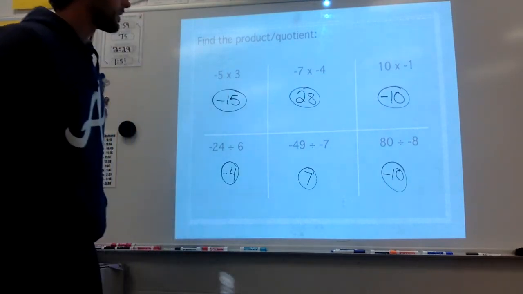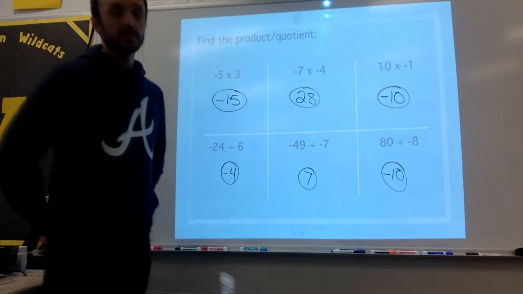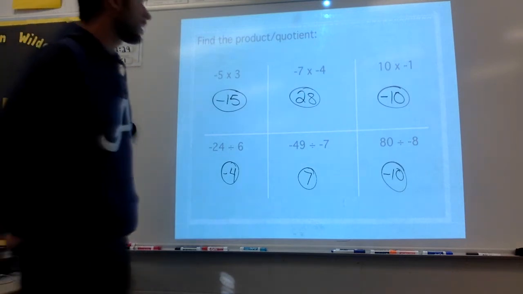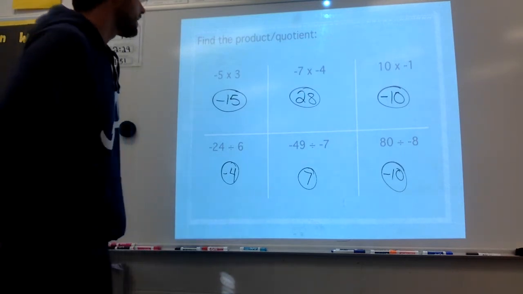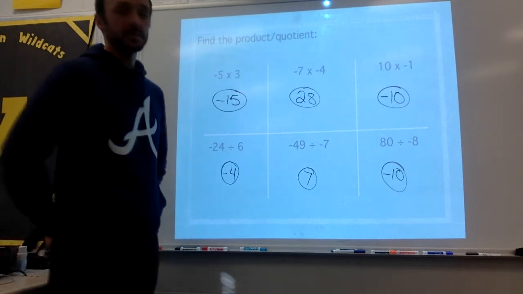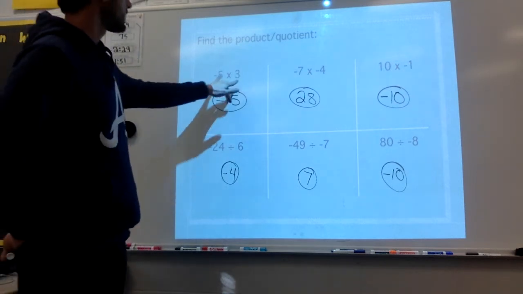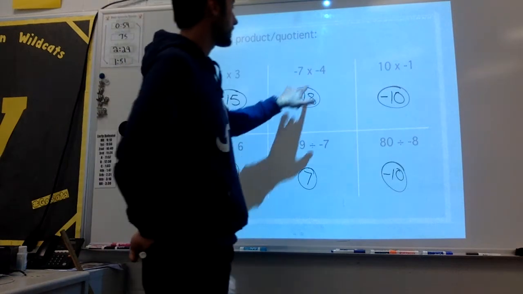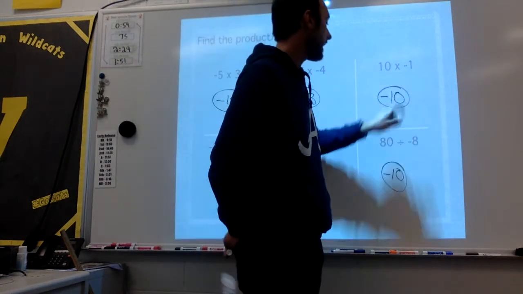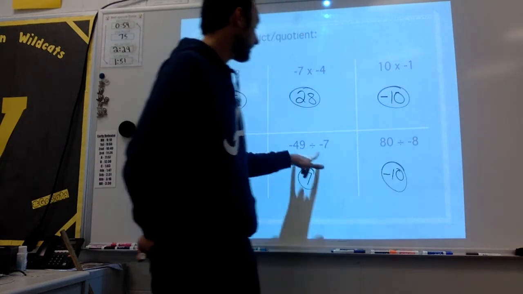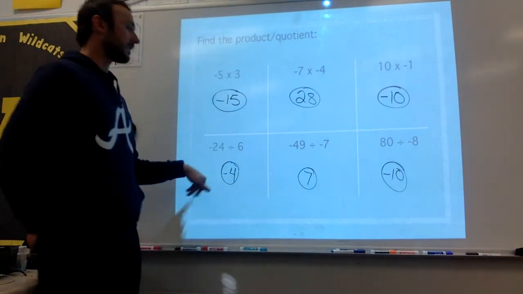Hopefully you figured it out by now. Maybe you've seen the pattern here. When we multiply or divide two integers, the only thing we have to worry about is if their signs are the same or different. Different signs, negative. Same signs, positive. Different signs, negative. Different signs, negative. Same signs, positive. Different signs, negative.